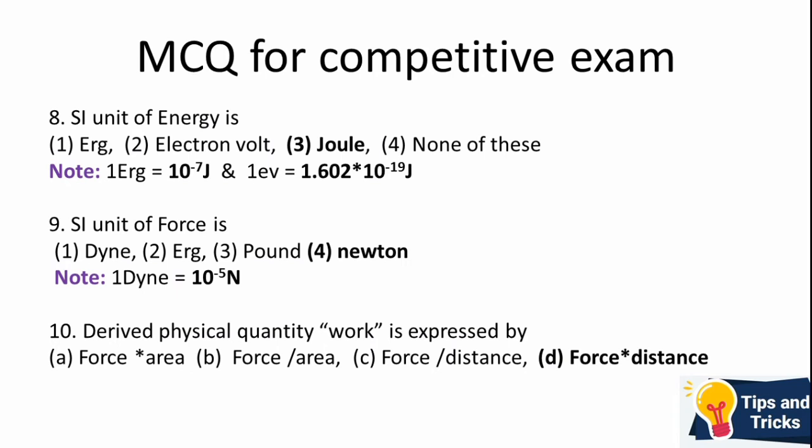So now the 10th question, the derived physical quantity work is expressed by. The options given are option A force into area, option B force by area, option C force by distance, option D force into distance. This is very simple but slightly confusing. But the correct answer for this question is work is a derived physical quantity which is equal to force into distance. Option D is the correct one. So work can be expressed by force into distance.